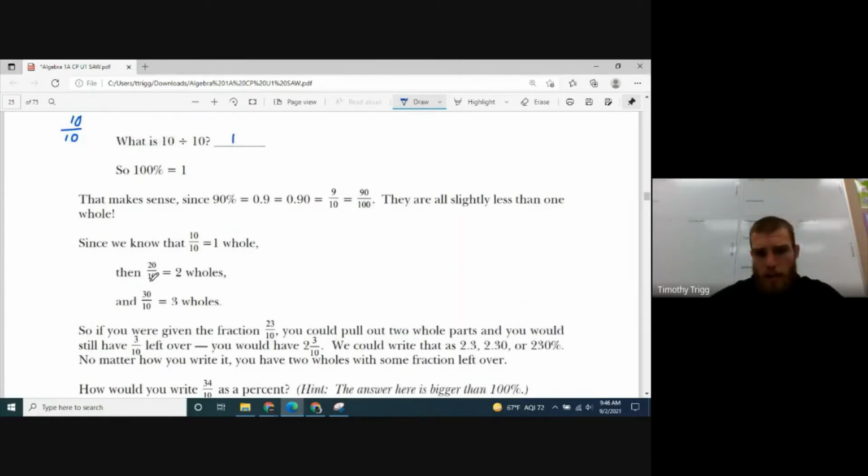What about 20 out of 10? Well, that's 2. What about 30 out of 10? Well, that's 3, right? You could always think of it as division as well. 20 divided by 10 is 2. 30 divided by 10 is 3.